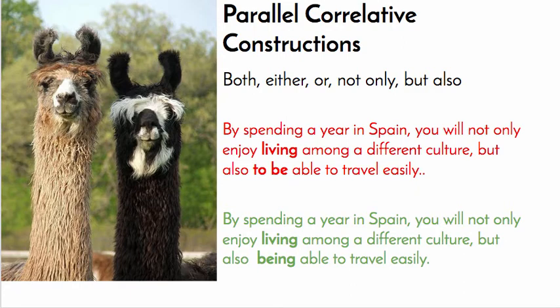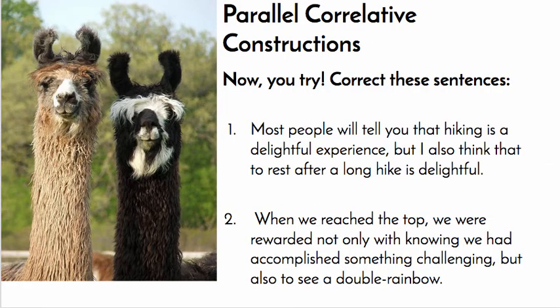So here's a sentence that is not parallel. By spending a year in Spain, you will not only enjoy living among a different culture, but also to be able to travel easily. If I go ahead and make this sentence parallel, it'll say, by spending a year in Spain, you will not only enjoy living among a different culture, but also being able to travel easily. And there I've changed the verb forms to have the same ending. So one last shot at parallel construction. Please go ahead and pause the video to make these corrections.